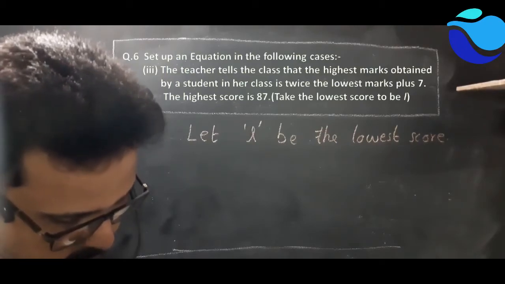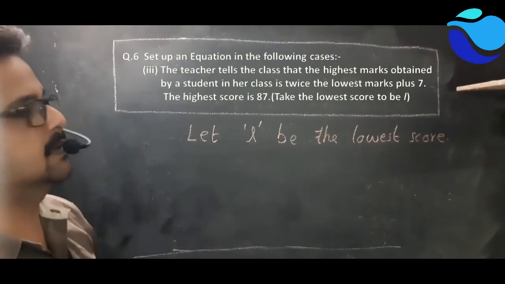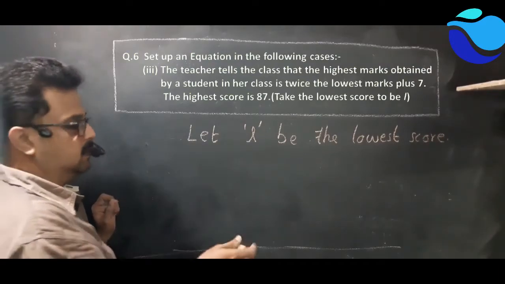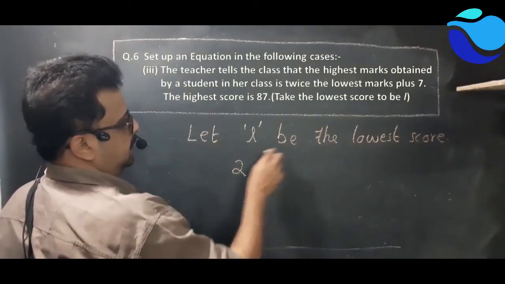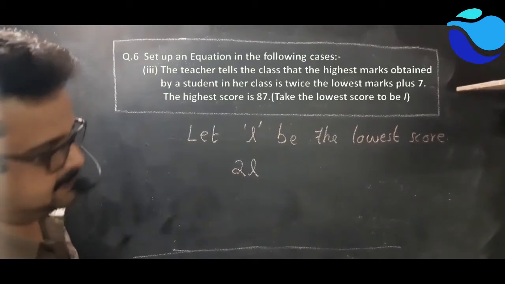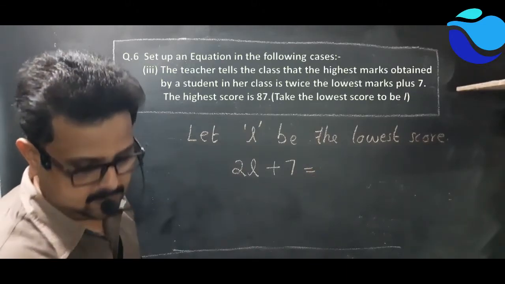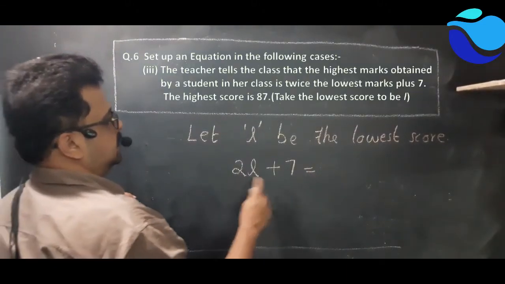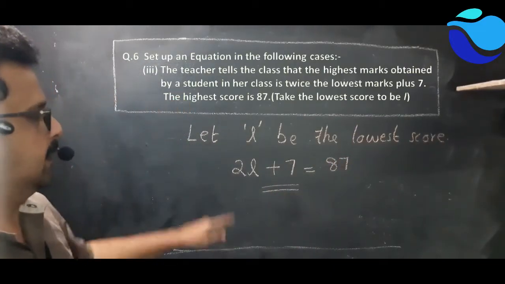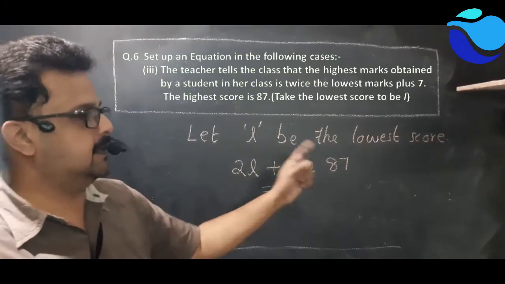Highest marks obtained by the student in the class is twice the lowest mark plus 7. Lowest mark is L. Twice the lowest mark means, how can we write? Twice means 2, so twice the lowest mark is 2 into L, plus 7. And how much is the highest score? Highest score is 87. 2L plus 7 equal to 87. This is our third equation.